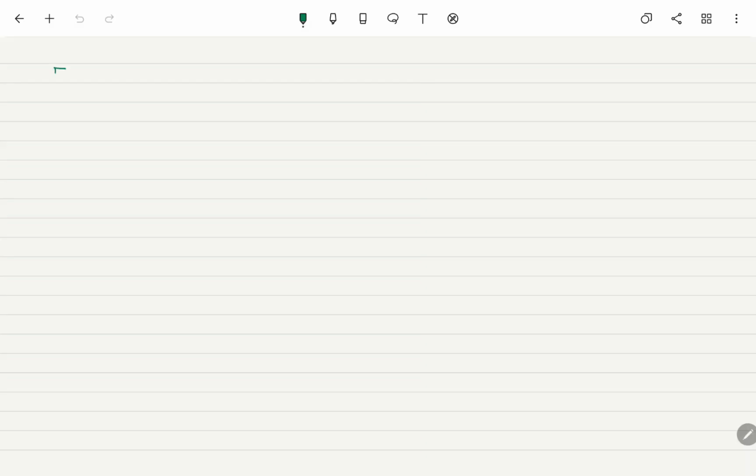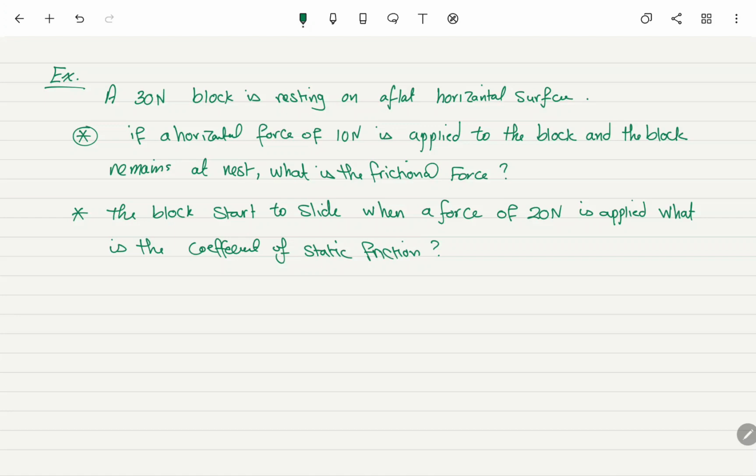Example. A 30 Newton block is resting on a flat horizontal surface. If a horizontal force of 10 newtons is applied to the block and the block remains at rest, what is the frictional force? Another case, the block starts to slide when a force of 20 newtons is applied. What is the coefficient of static friction?